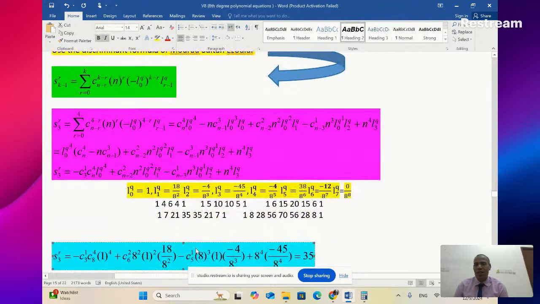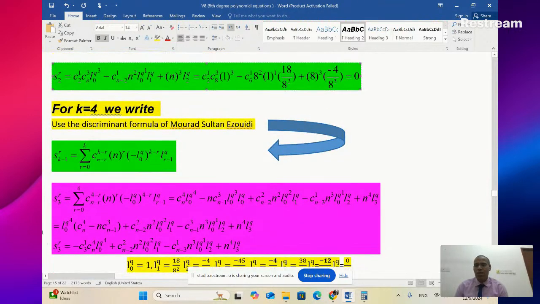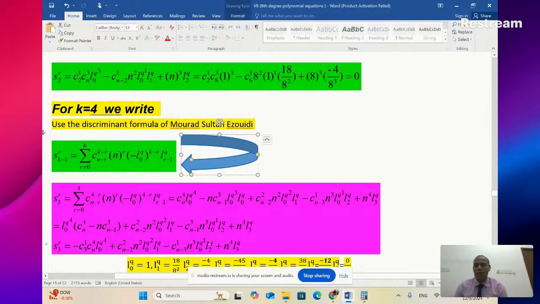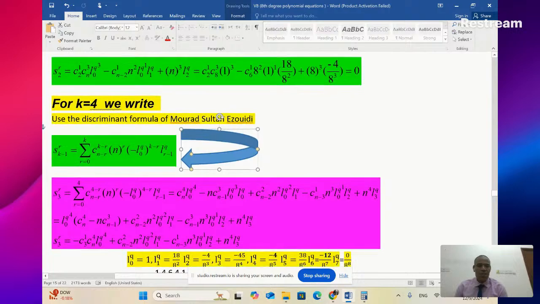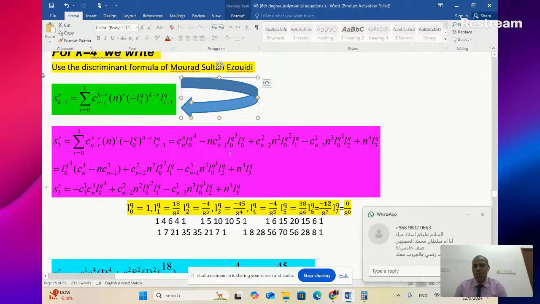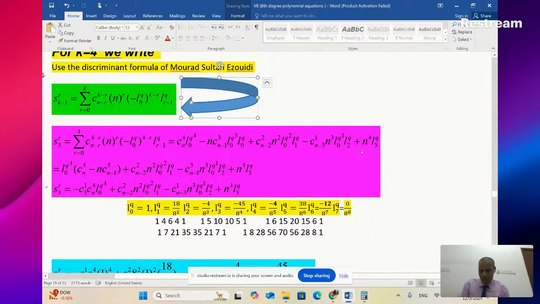Therefore, to find S3, learners, I should put K equal 4 in the decimal formula of Murad Sultan. This one is the decimal formula. Therefore, I will now make the expansion, or I will just substitute r with 0, then with 1, then with 2, then with 3, then with 4. Okay, just a moment. I will see who is writing to me now. Just a moment. I'll come back, learners.